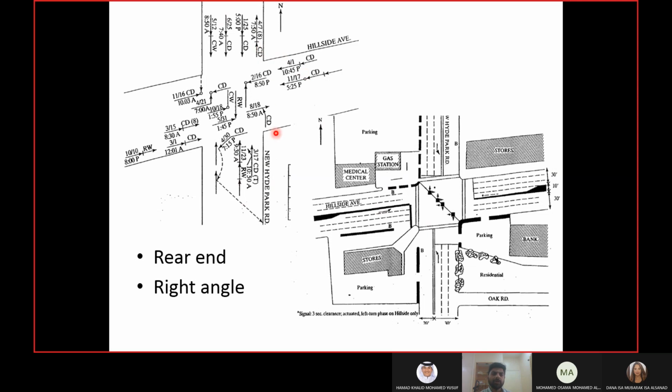And then if you look within the intersection, or close to the intersection, then you would find many right angle accidents as well. So the two most common types of crashes here are rear end and right angle crashes. And again, this is very prominent here. You don't have to analyze very deeply here.